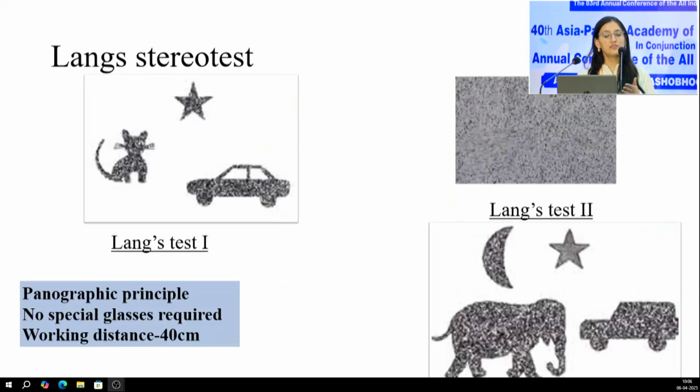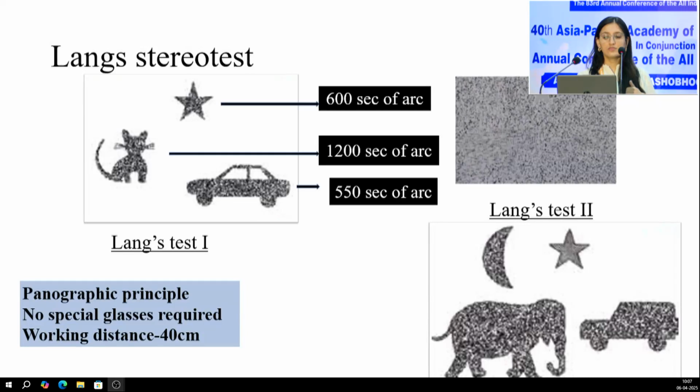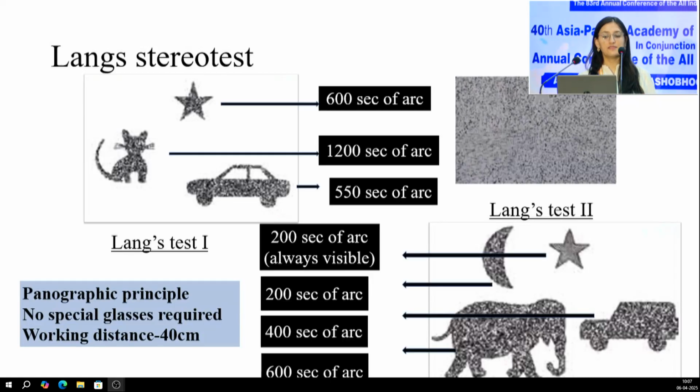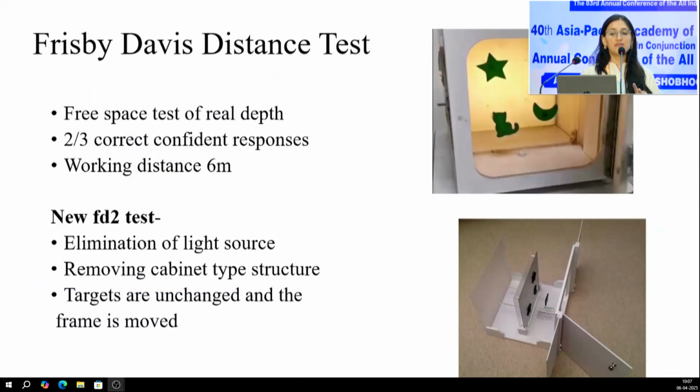This is how a Lang stereo test looks like, and it is important to know because this does not use any glasses. The cylindrical lamination is there on the test plate, so you do not use special glasses. It is very common and easy to use in children. So around 60 to 550 seconds of arc can be seen in Lang's 1 and 200 to 600 in Lang's test 2. The Frisby-Davis test is a test of real-time depth perception.